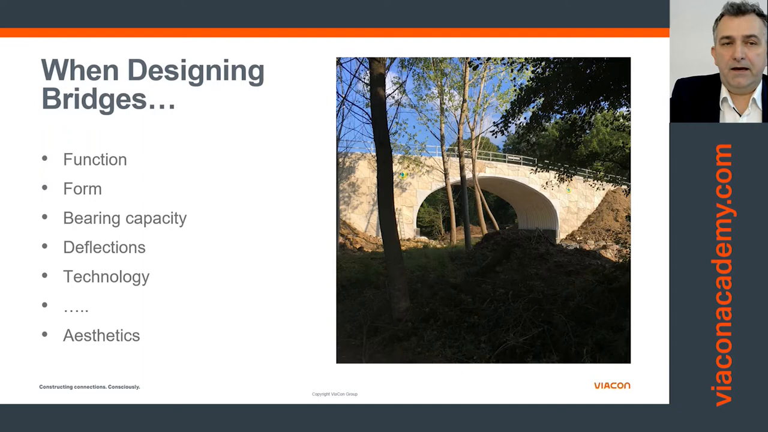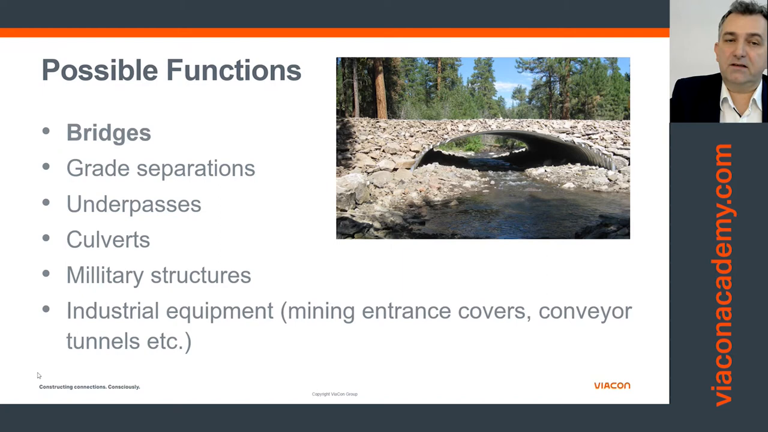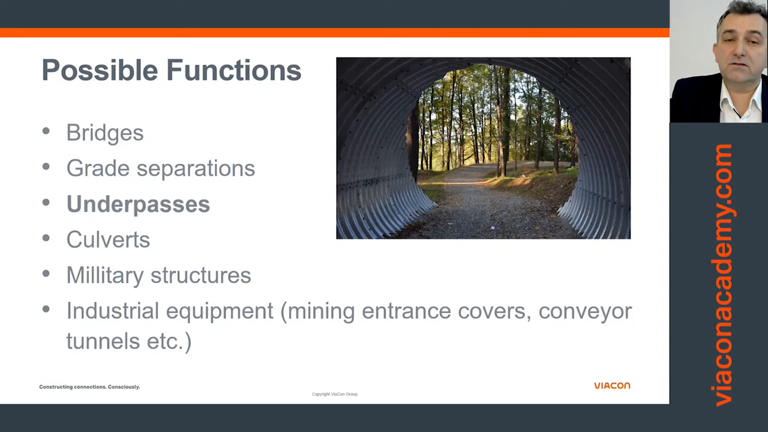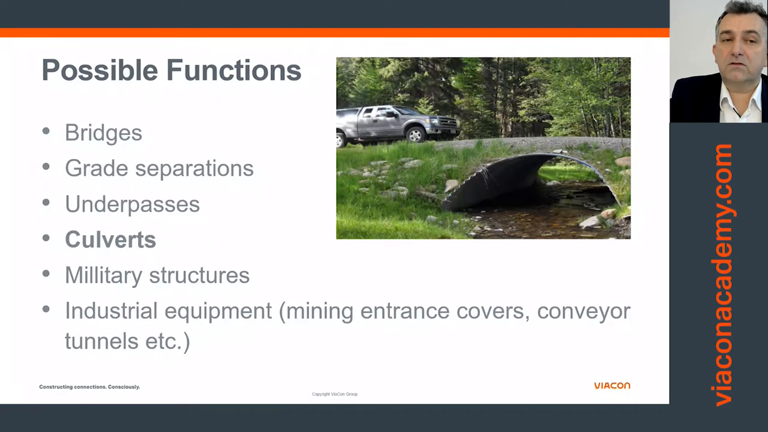In the big family of bridges, we can distinguish the buried bridges, where the steel or concrete shell is immersed in the surrounding soil. Such bridges can perform the following functions. Bridges, which allow us to cross the rivers. Grade separations, which allow us to separate the traffic on two different levels. Underpasses allow us to cross the road, separating the traffic, pedestrians, cyclists, domestic or wild animals from the vehicles. Culverts, which allow us to cross the streams. Sometimes they also act as underpasses for small animals, reptiles and amphibians.